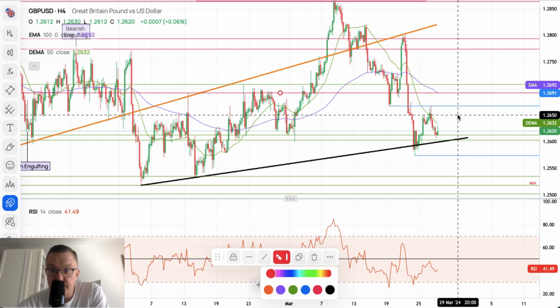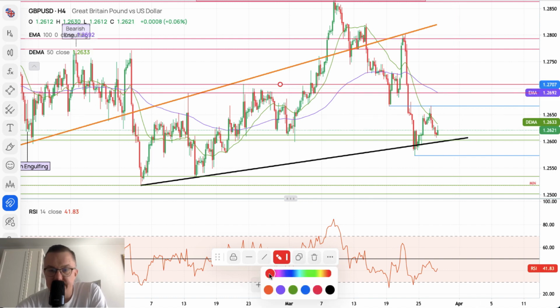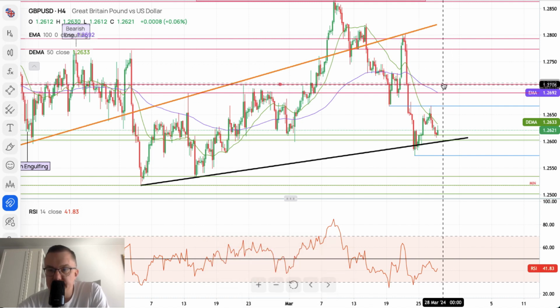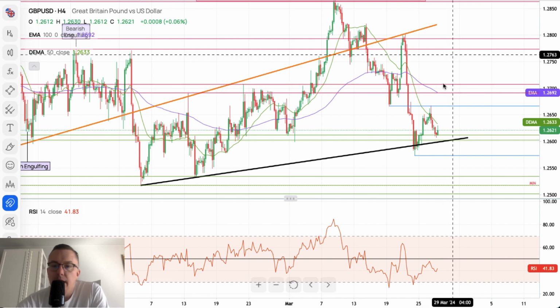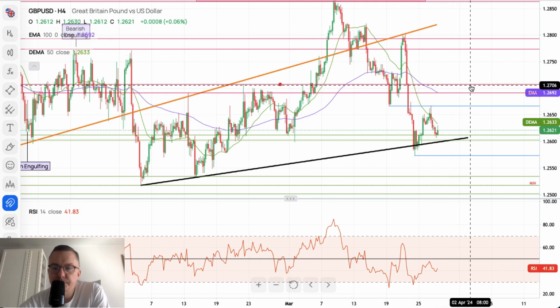If we don't break above this technical resistance, we cannot say that the market is resuming the uptrend. Just above this level, there is a very interesting supply zone, 1.2690, 1.2710. So that's another obstacle for the bulls if they manage to bounce higher. Right. So the outlook for the British pound: negative.